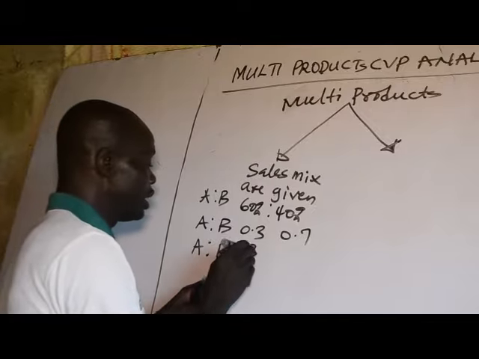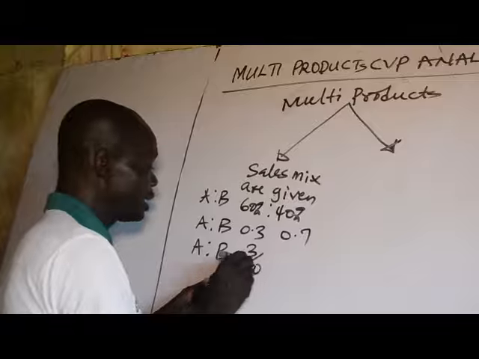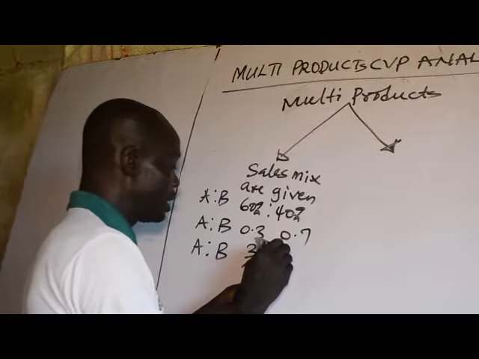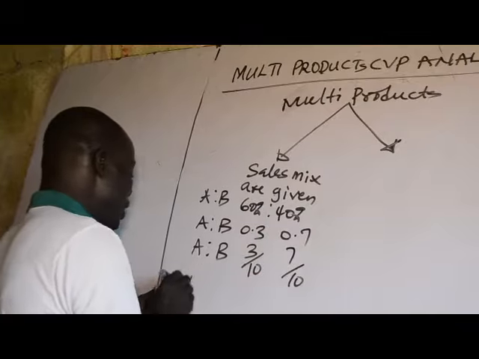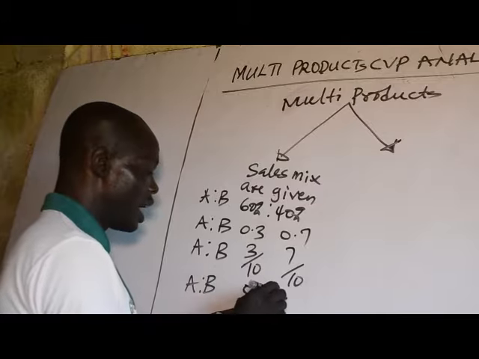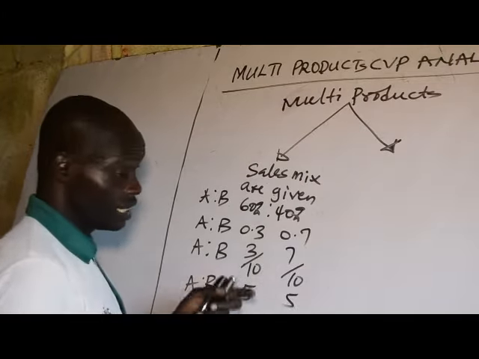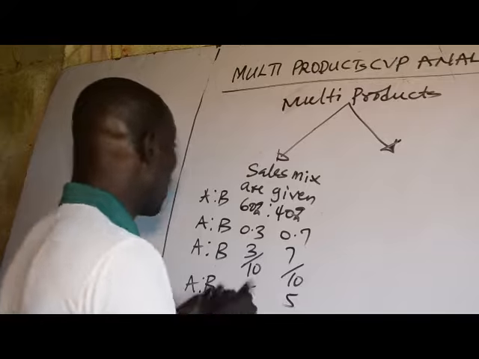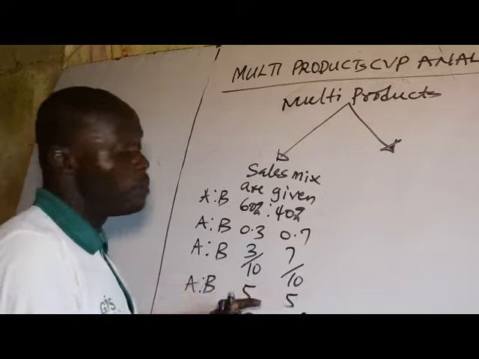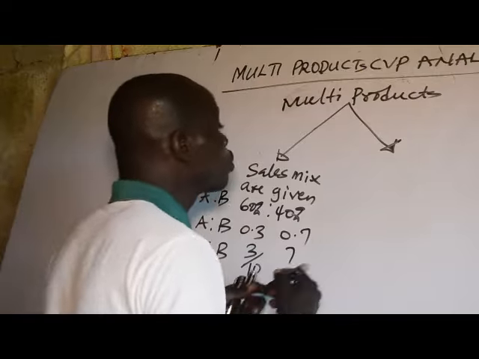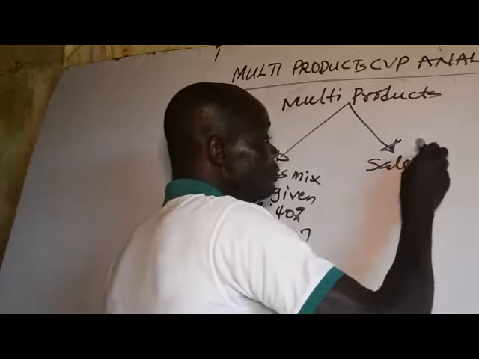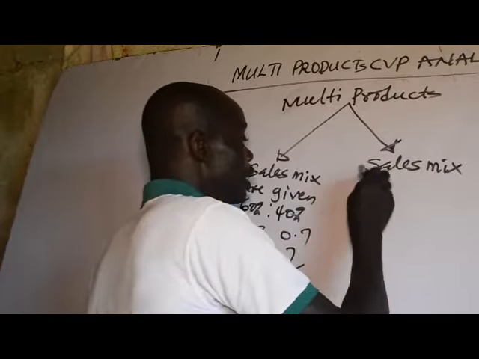You may be given 3/10 and 7/10. You may be given in form of whole number, 5 and 5 or 5 and 6. So depending on the question. So where sales mix are given, that is one way through which question may be asked. Another way which question may be asked is where sales mix are not given.